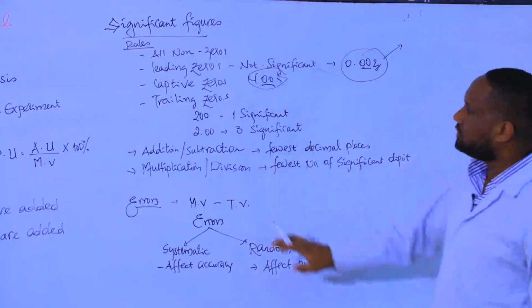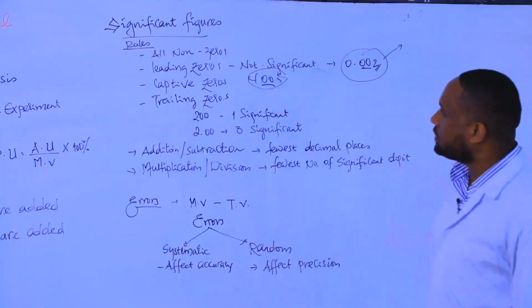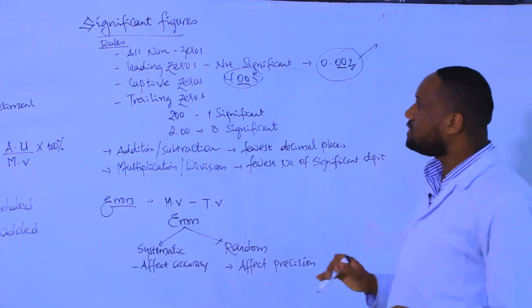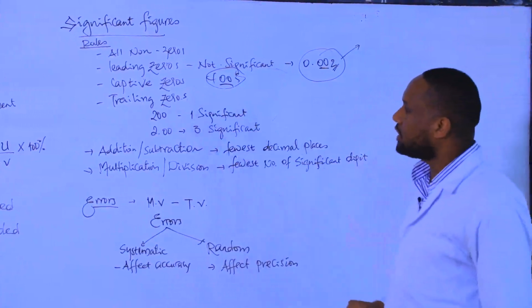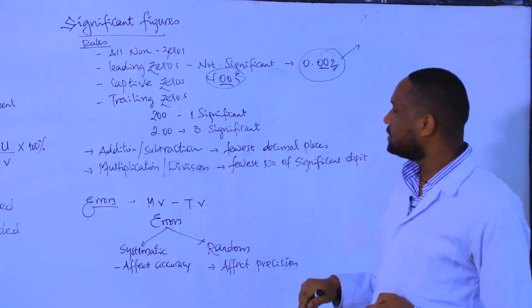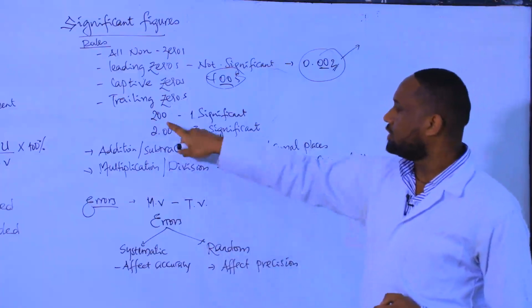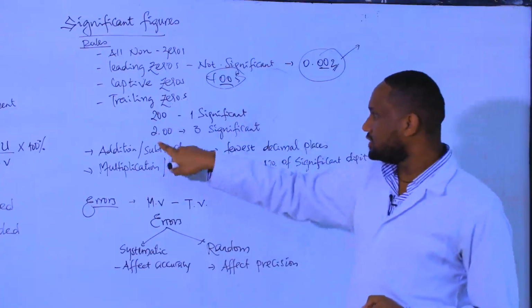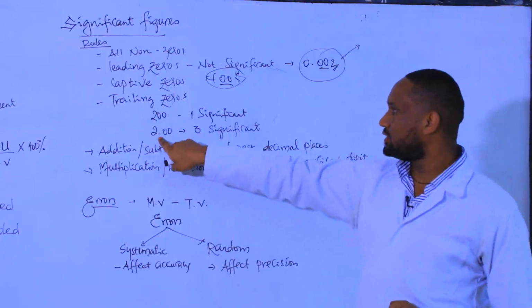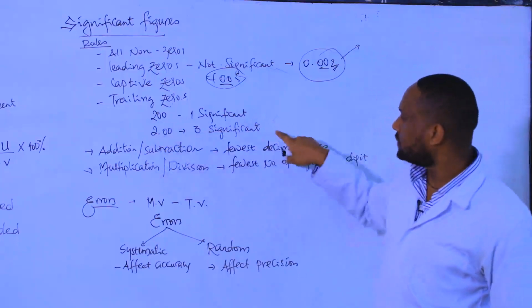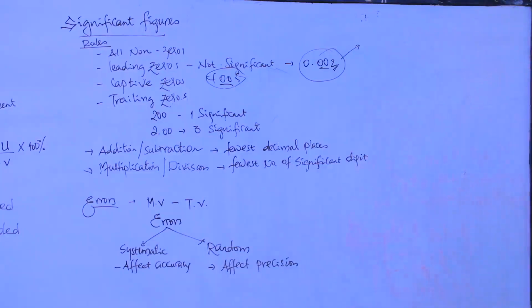Okay? So the other one is about trailing zeros. Trailing zeros are zeros that come after a number. These zeros are considered as significant only if the number consists of a decimal point, okay? For example, as you can see, we have here 200. There is no decimal point. So as a result, this number has only one significant figure. But as you can see, we have also here two zeros, but here there is a decimal point. So this number consists of 3 significant digits, okay?